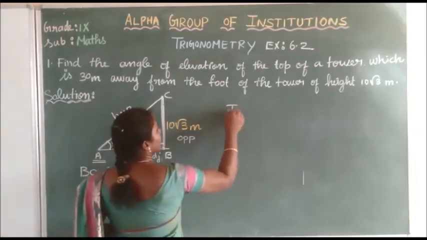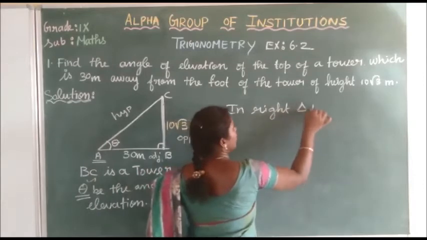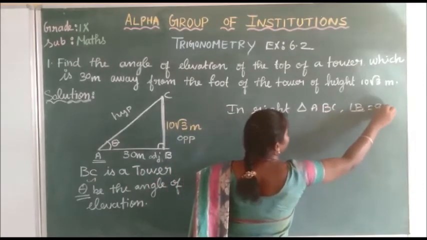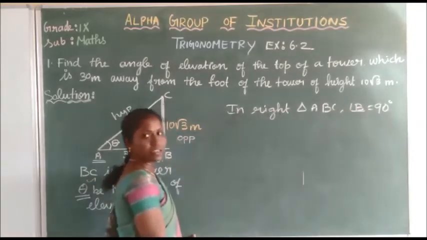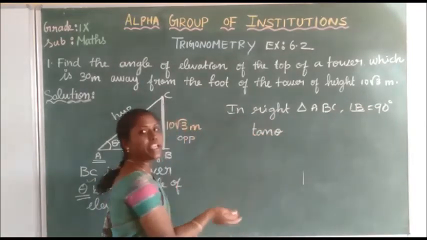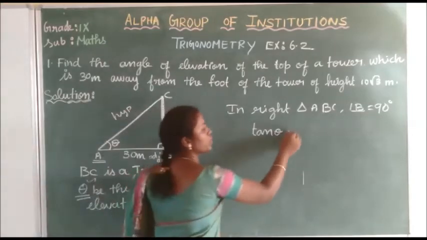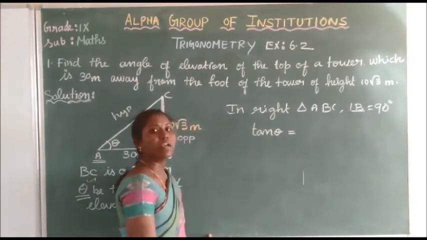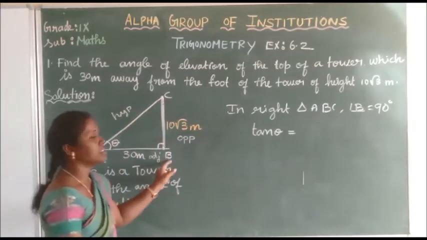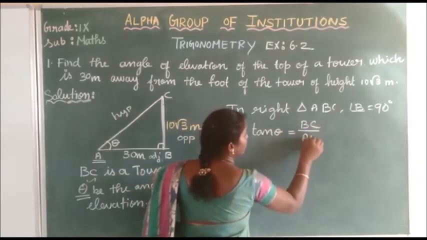So how? In right triangle ABC, angle B is equal to 90 degree. Isn't it? We are going to use tan theta. Before writing, we have to decide what ratio we are going to use. So tan theta is equal to what? You know tan theta is equal to opposite side by adjacent side. What is the opposite side here? BC by adjacent side AB, which is equal to BC by AB.